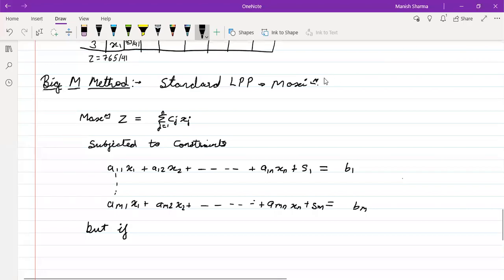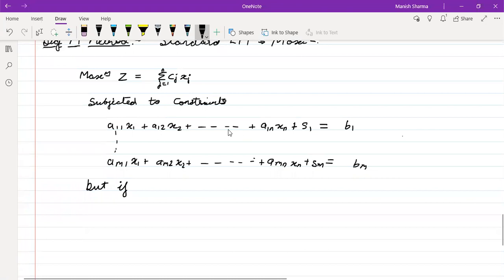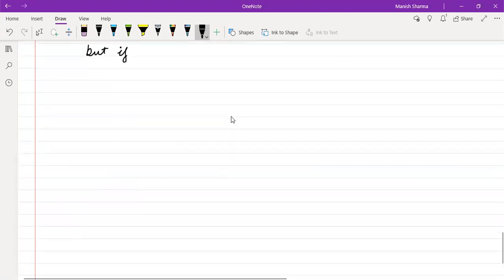Okay, so if this is clear, any doubts up to this point? Any problem with the standard LPP? Please respond, somebody. Any doubts up to this point? No, sir. Okay, so if this is clear, then let us take one example.